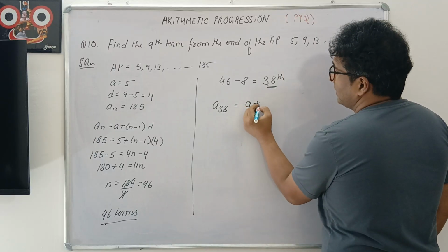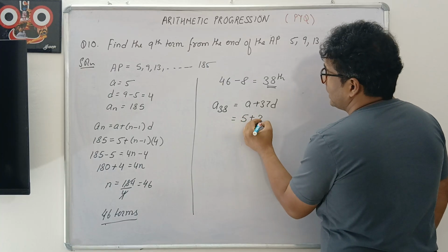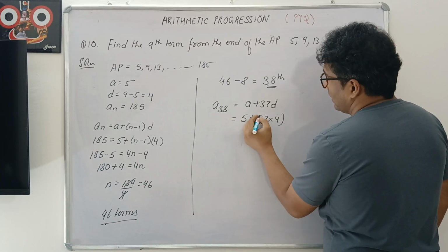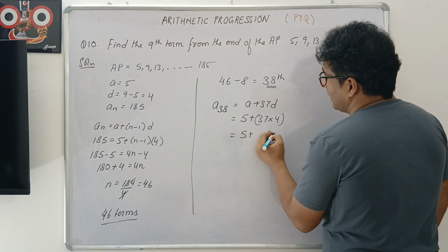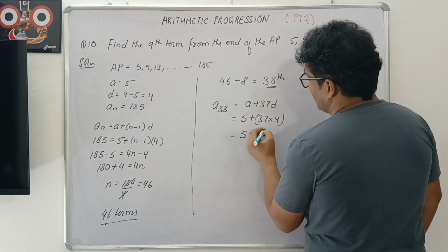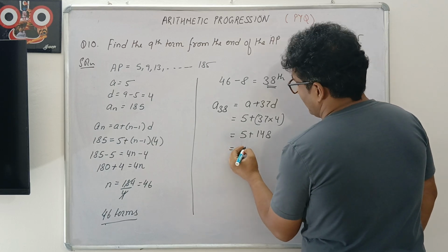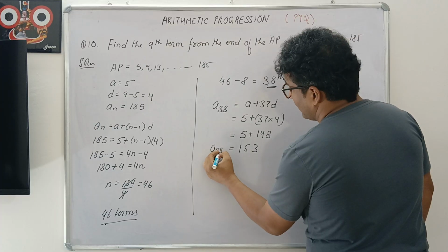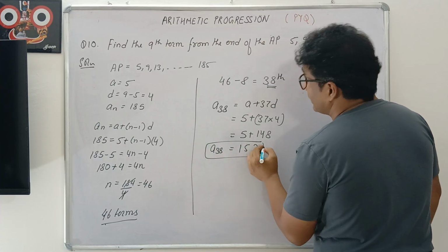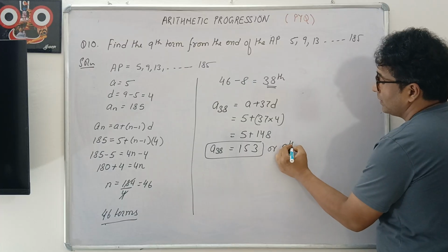This is A plus 37D. A is given 5, 37 into 4, correct? 5 plus 37 times 4, 7 4s are 28, 3 4s are 12 plus 2 is 14, so 148, and 5 plus 148 is 153, correct? So your 38th term is 153 and it is also the 9th term from the end.